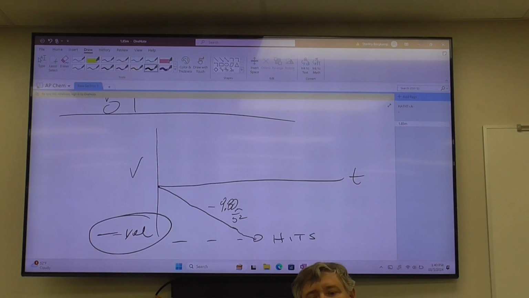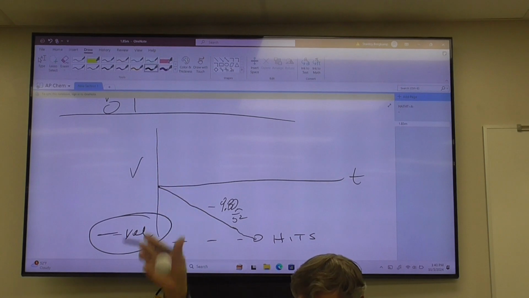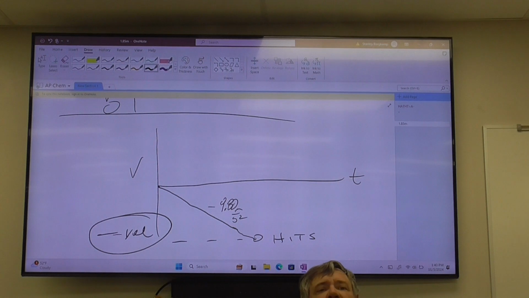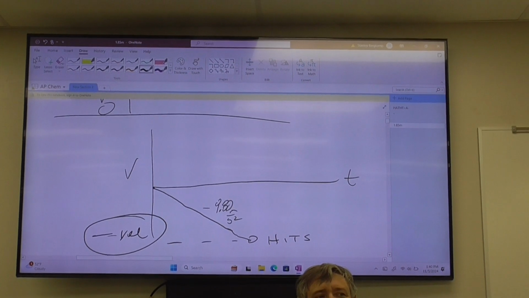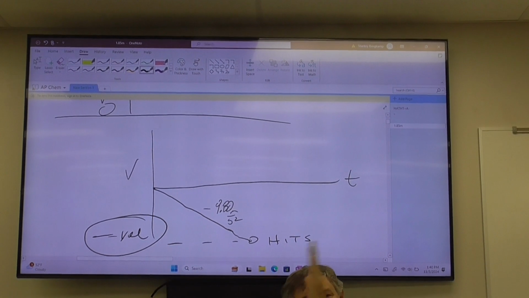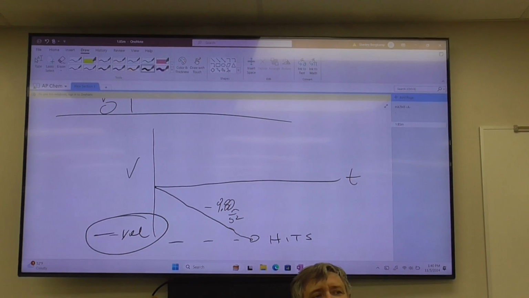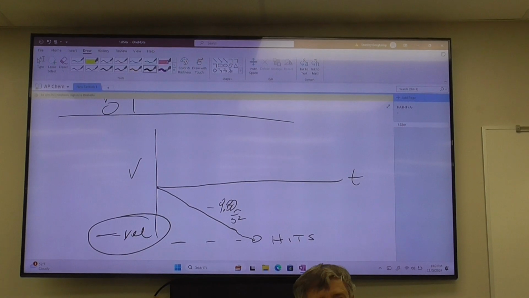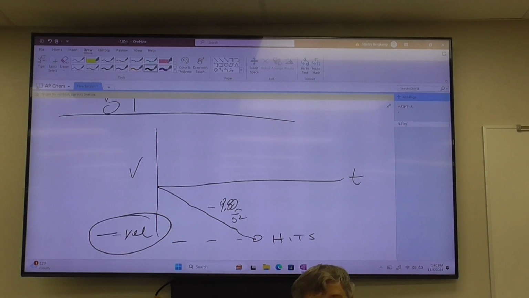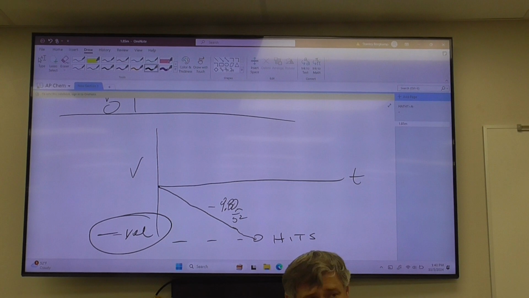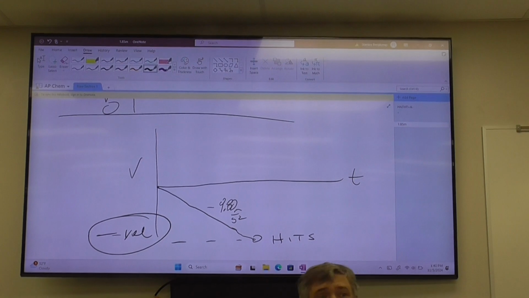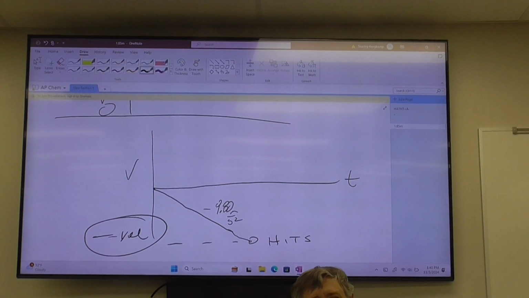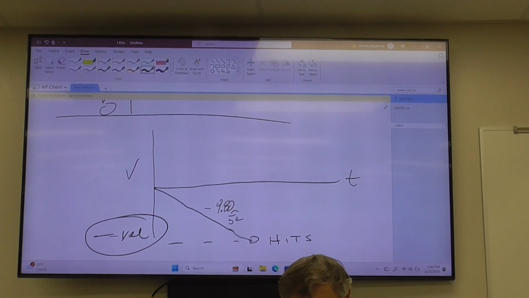Cool. Now, at that point, it hits the ground. What's that graph going to do as soon as it hits the ground? It's going to go up. Same slope or steeper slope? Something steeper. Why? How long is it in contact with the ground? Long time, short amount of time? Short amount of time.